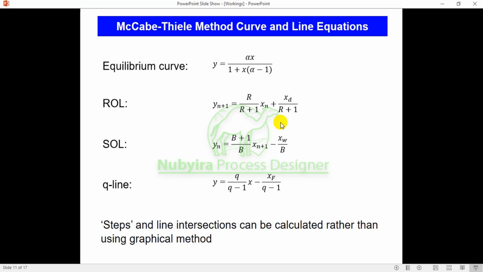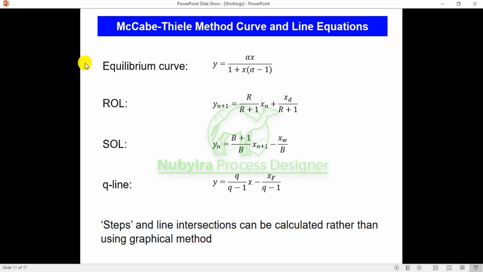The second one is the stripping line, the analogous one for the stripping section, and it depends on the boil-up ratio. You can see from the equation of the reflux that y is the vapor phase mole fraction coming to the stage at the bottom, and this is the liquid mole fraction going to the bottom stage. So this equation relates the mole fraction of the vapor coming to that stage with respect to the mole fraction of liquid in that stage.